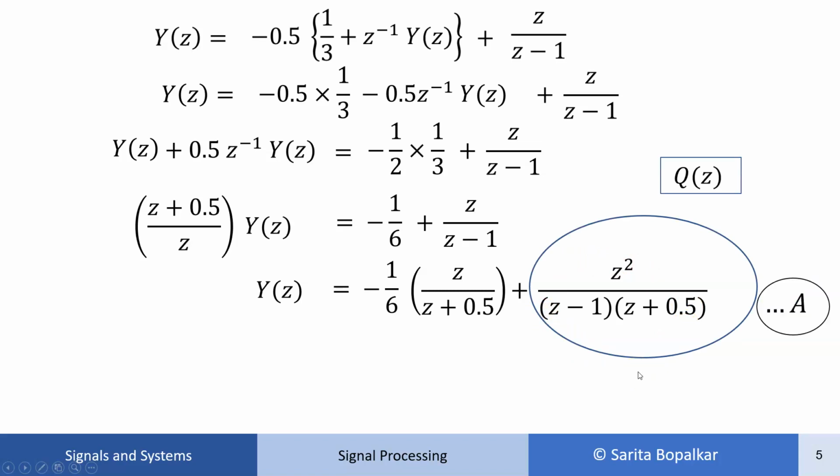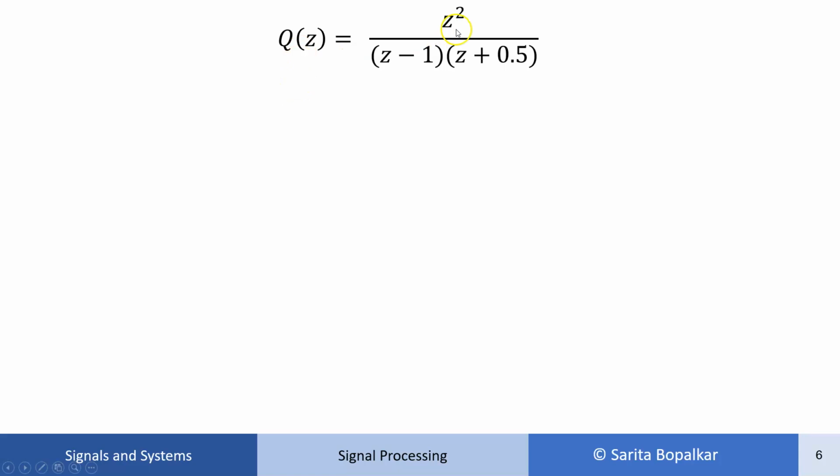So Q(z) is equal to z squared upon (z minus 1)(z plus 0.5). Once we find this Q(z), we will put it in equation A. So let's solve this Q(z). Whenever we want to find Q(z) by partial fraction, always in the case of z transform, partial fraction will be taken for Q(z) upon z.